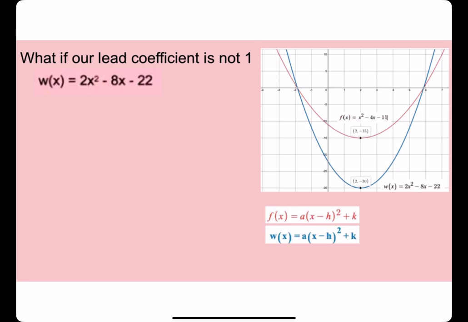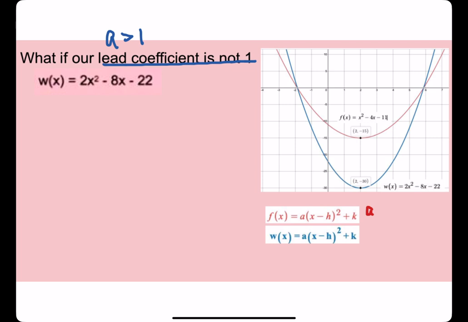Now, what to do if my lead coefficient is not 1 or negative 1? In this case, my lead coefficient, my A, is greater than 1. Well, again, I need to remove it so that I can write this in vertex form. But before I do that, let's talk a little bit about what happens when the lead coefficient increases.